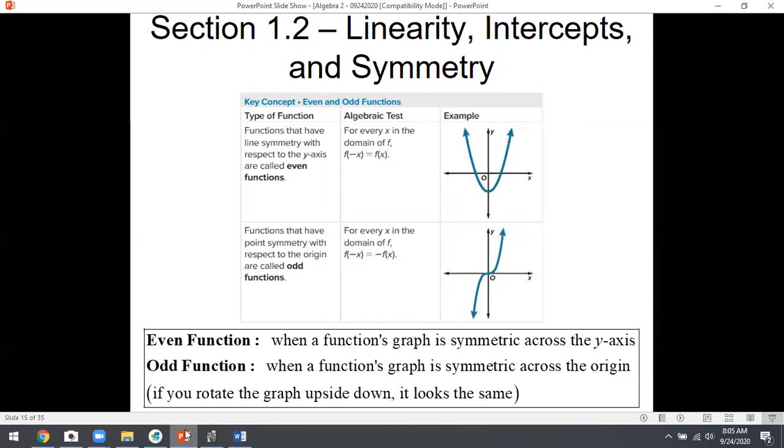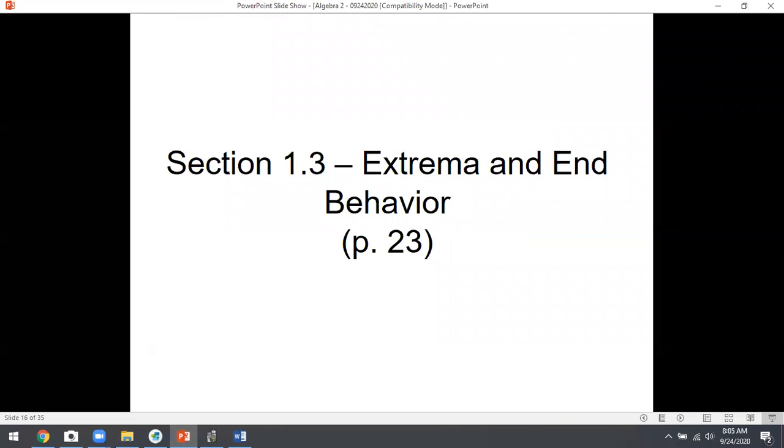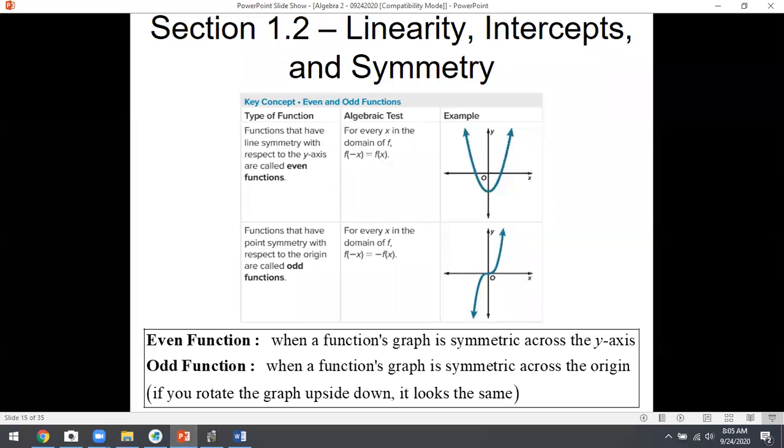Very much a visual thing right here. An even function looks the same on both sides. And an odd function, if you take any point and flip it over the origin, so here's a point, and I don't know, I lost my place. If I have a point right here and I flip it over the origin, it's the same there. Basically, it's the same thing as if you flip it upside down.